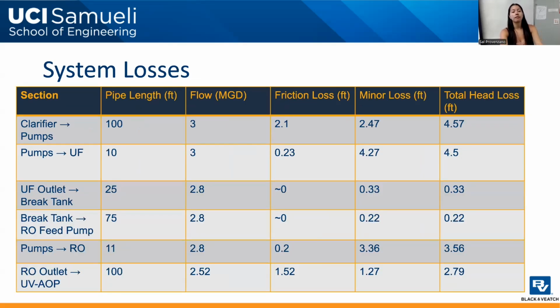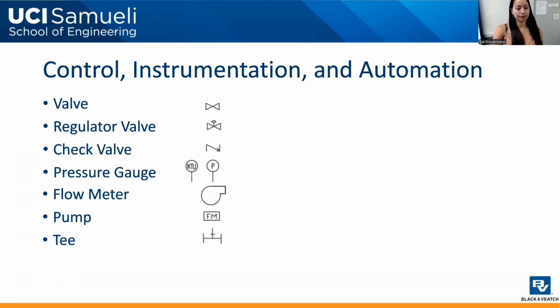We also took account of system losses throughout our whole system, which uses friction loss and minor losses. Throughout our system, we have different lengths of pipes, such as 100, 10, 25, 75, 11, and 100 again, depending on where we're at. The Hazen-Williams equation was used to calculate the friction loss. We had concrete steel lined pipes, so our coefficient was around 140. Then we took account of the pipe length as well as our flow at the time to calculate friction loss. And minor losses were also calculated and accounted for in our systems.